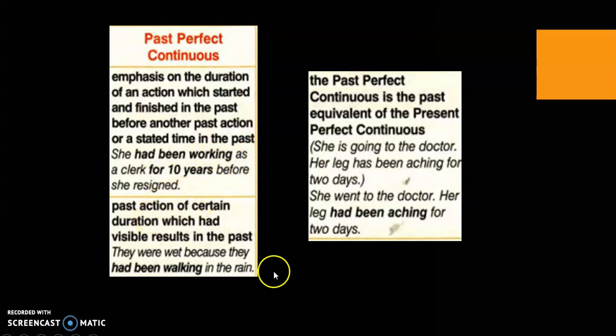Then we have it for past actions of certain duration which had visible results in the past. They were wet because they had been walking in the rain.